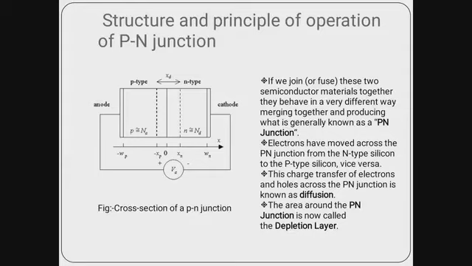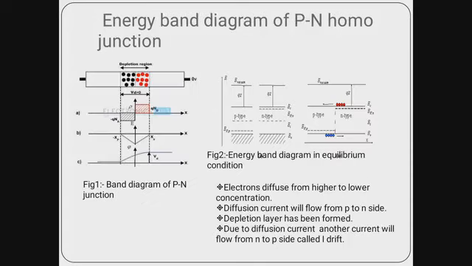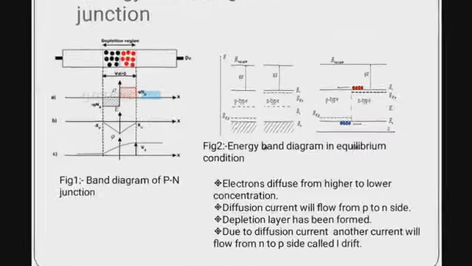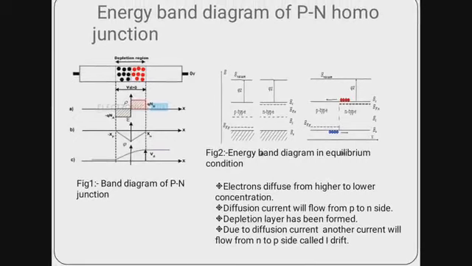Now I am going to the next slide. This is the diagram, or the description, of the energy band concept of the p-n homostructure or p-n junction diode.